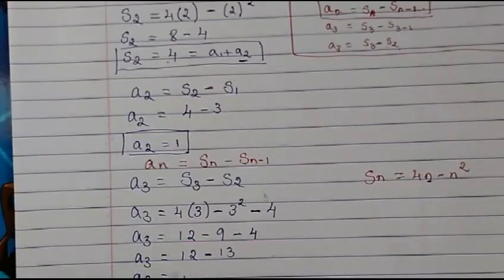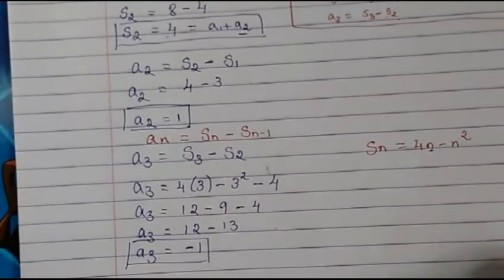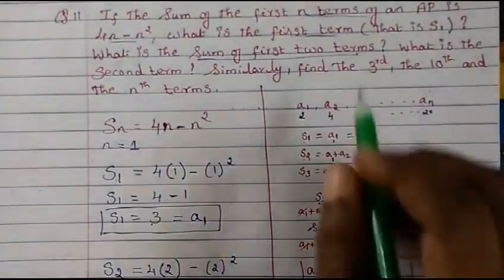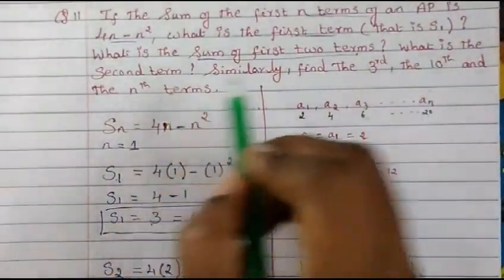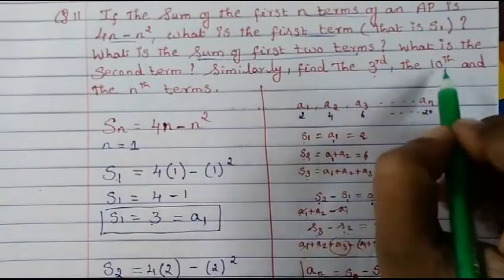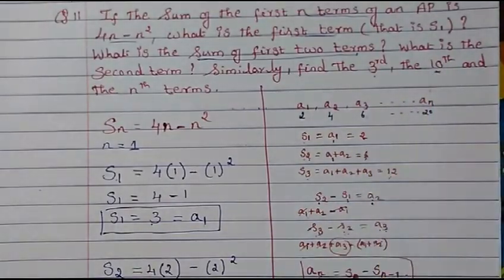A3 will give us minus 1. So we found A3. What is the second term? We finished it. Similarly, the third term we finished. Now we have to find the 10th term.